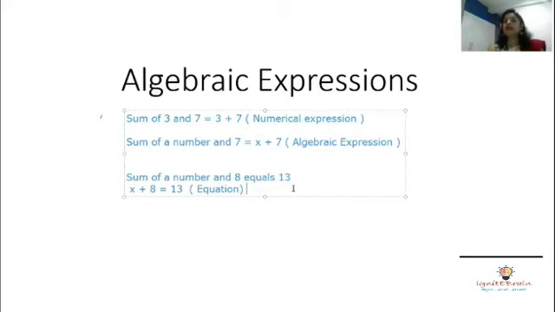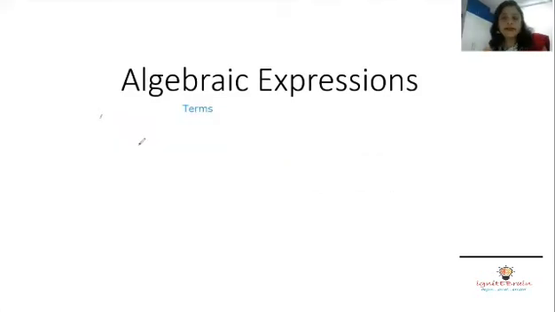Now, there's one more important thing to learn here. In an algebraic expression, there is one more important thing to learn: terms. If I write 7, how many terms is it having? Yes, it is having one term. But if I write 7 plus x, then how many terms? This is having 2 terms, right? What are those 2 terms? One is 7 and one is x. So here it is 2 terms.